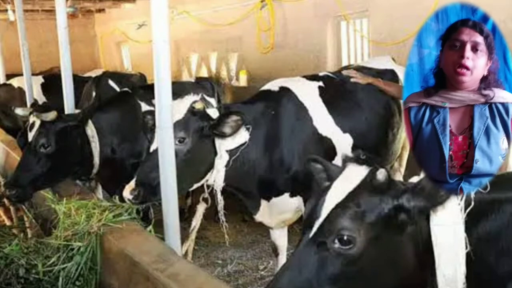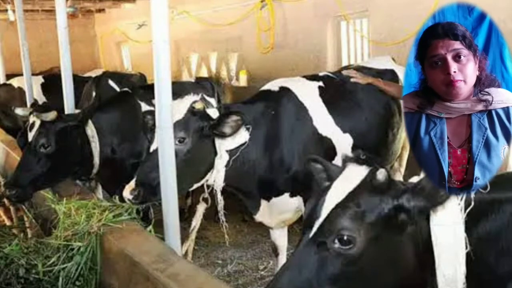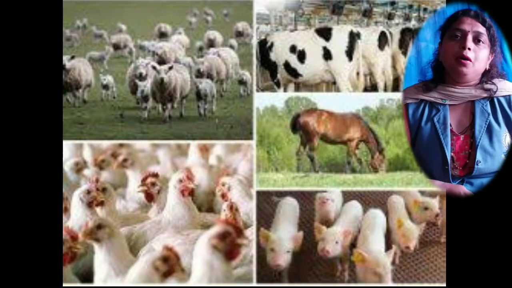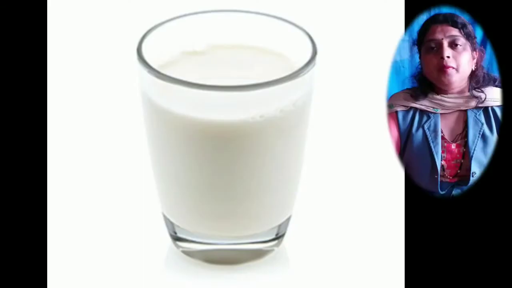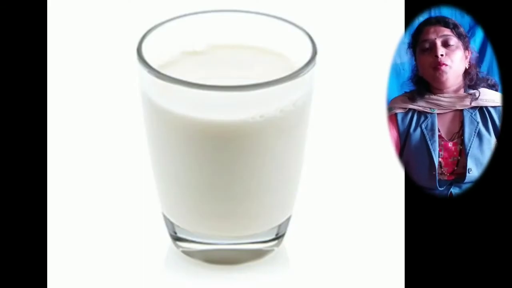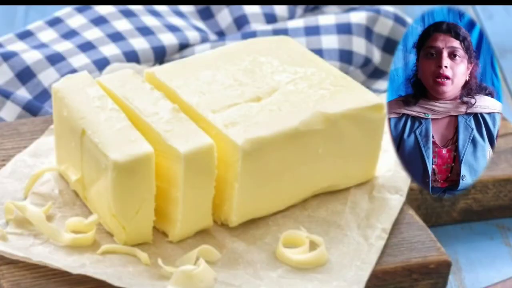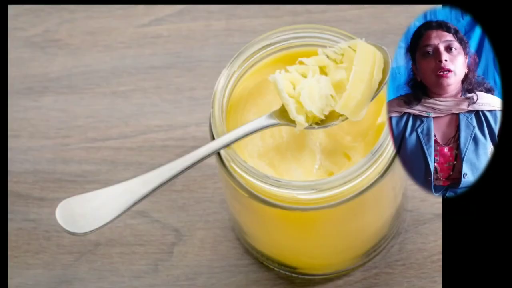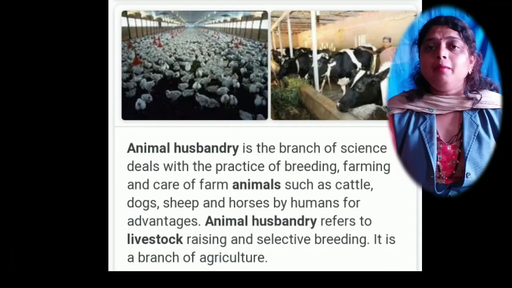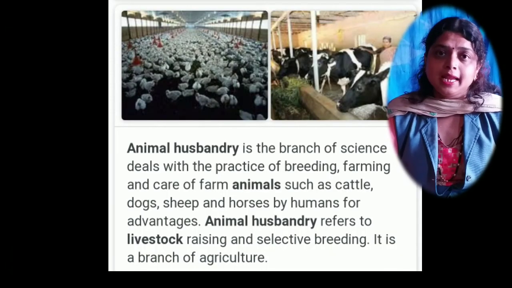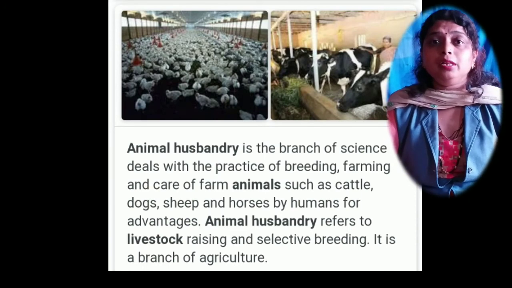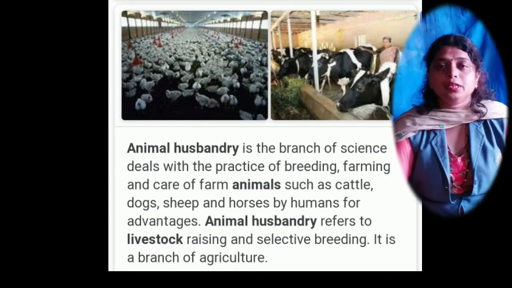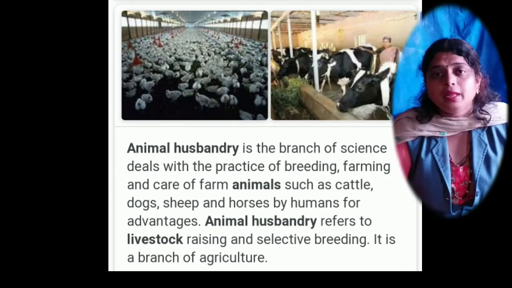So now our last topic, food from animals. Previously, we studied about the food that we obtain from plants. Now we will discuss about the food that we obtain from animals. Animals also help us to fulfill our food requirements. We get milk, butter, ghee. These are all the animal products. So animals are also being reared on the large scale for obtaining such type of products. So the rearing of the animals on the large scale and taking care of them is called animal husbandry. So that's all with our chapter.